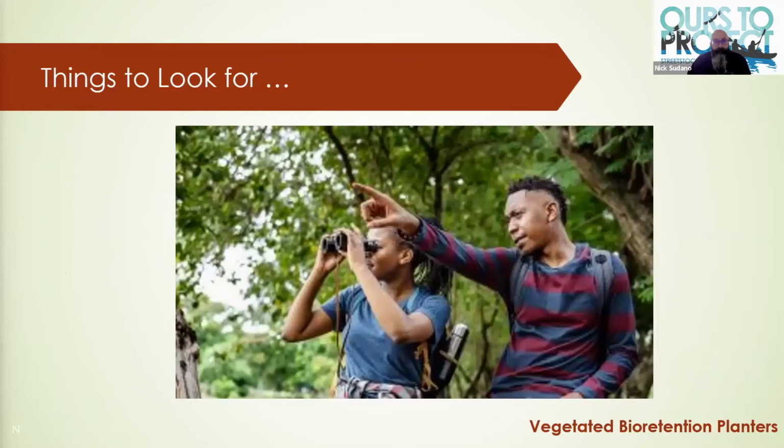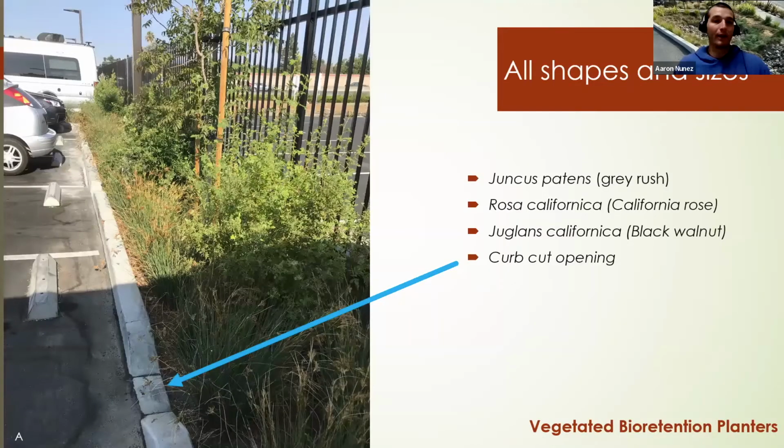Aaron, do you want to start this off here? Yeah, so they come in all shapes and sizes. Again, here's a curb cut, and this one's along the parking lot. Rather than being extremely grass dependent, this one has quite a few native roses growing through the middle, as well as juncus, and then you'll see black walnut.